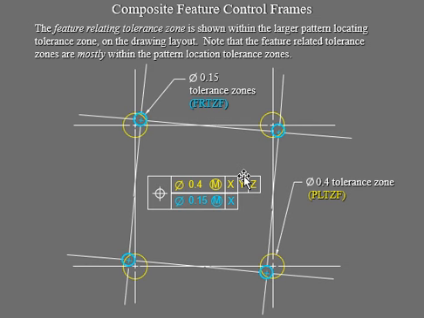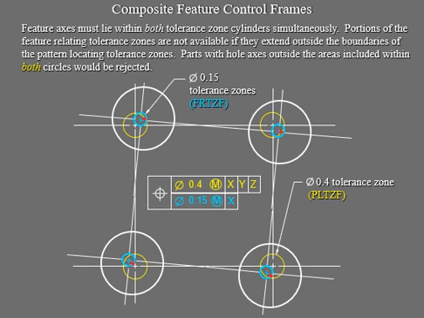And what you're seeing is a feature related tolerance zone, which is the blue one, yeah. The feature related tolerance zones, the blues, are within the pattern location, so that way you won't violate the pattern of those holes right there. So pattern and feature have to work together, because they're interrelated to each other. That's why we use a composite tolerance. Otherwise, it's not going to work in your part.